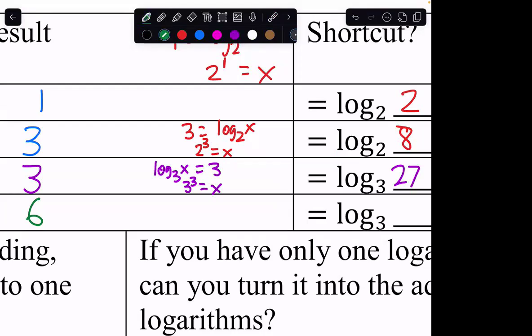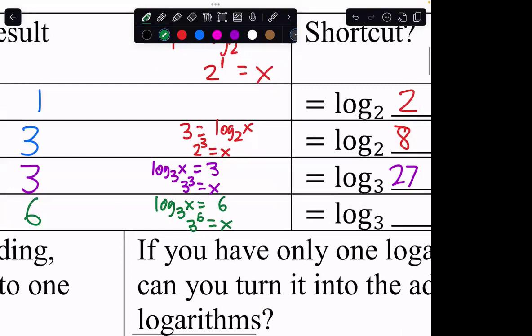And then the last row, you want log base 3 of something to equal 6. So 3 to the power of 6 turns into x. So 3 to the 6th power is 729.